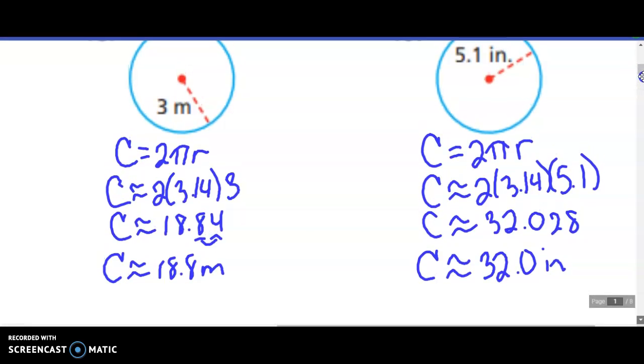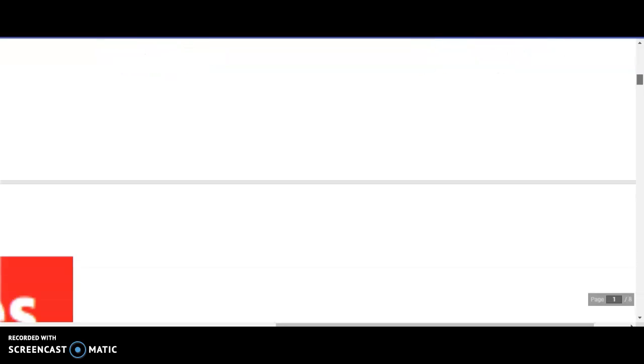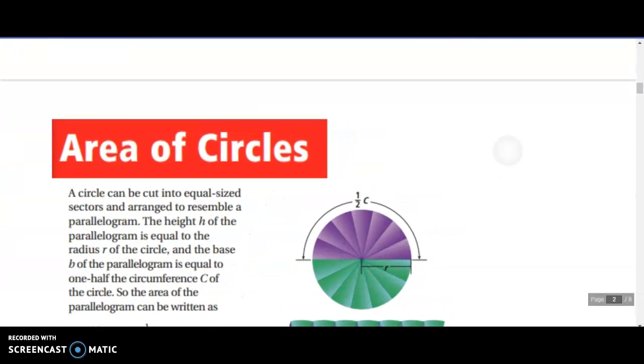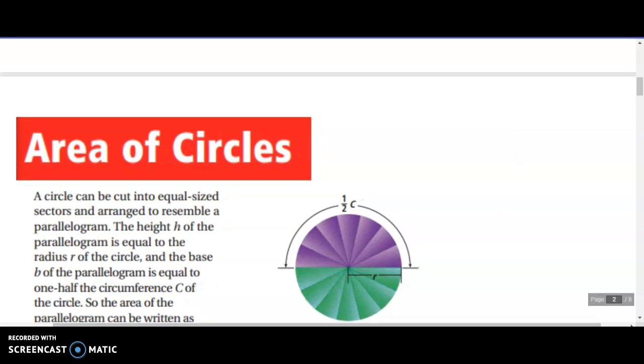Okay, now on to area of circles. We talked last week about the fact that every single shape has its own area formula, and a circle is no different. The formula for the area of a circle is area equals pi times the radius squared. Don't forget when you're doing this that you have to follow the order of operations.